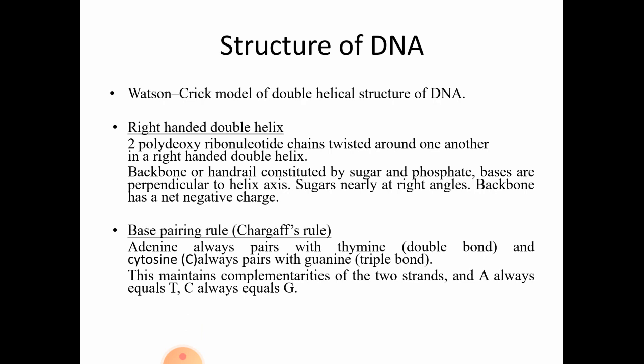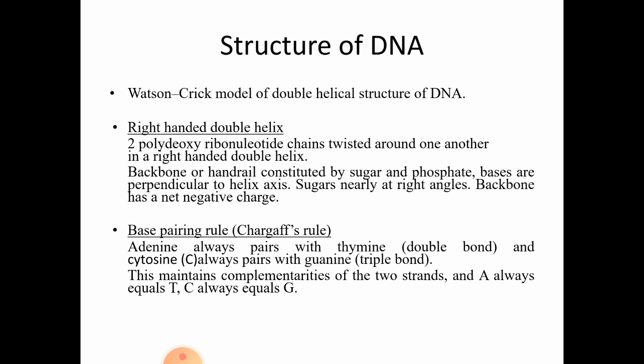Structure of DNA. Watson-Crick model of double helix structure of DNA. The features are that it is a right-handed double helix structure wherein 2 polydeoxyribonucleotide chains are twisted around one another in a right-handed double helix, and the backbone is constituted by sugar and phosphate. The bases are perpendicular to the helix axis and the sugar is nearly at right angles. The backbone has a net negative charge. Next feature is the base pairing rule.